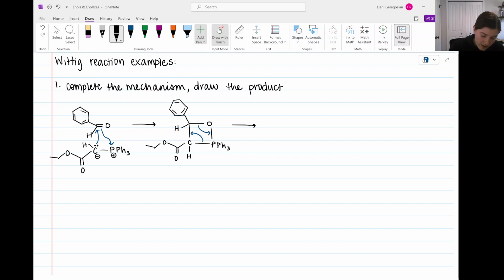So let's draw the carbon to carbon pi bond molecule first. So we have a new carbon to carbon bond. We'll draw this here. Carbon to carbon. The carbon on the top is bonded to a phenyl ring and a hydrogen. Carbon on the bottom is bonded to a hydrogen and an ester group. And then the phosphorus and oxygen product is the same for all Wittig reactions, triphenyl phosphine oxide.